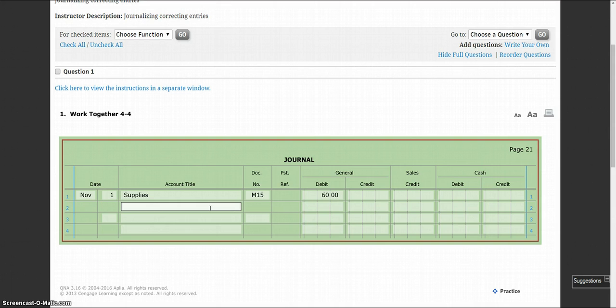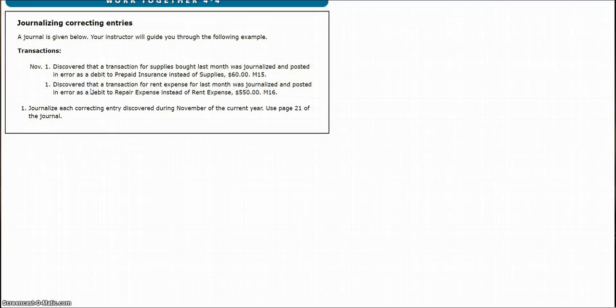And then the second part, we're going to undo our mistake. So we have to undo the debit with a credit, and that is for prepaid insurance. So I list prepaid insurance and I do my credit for $60. Okay, I have a debit, I have a credit, that one's done. The next transaction. Open that up to see it.